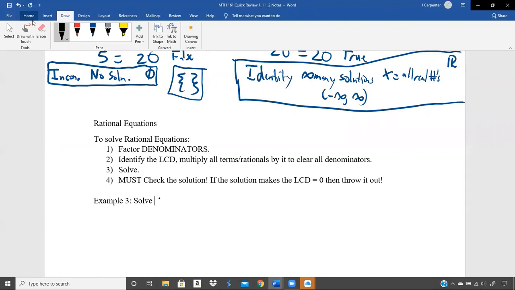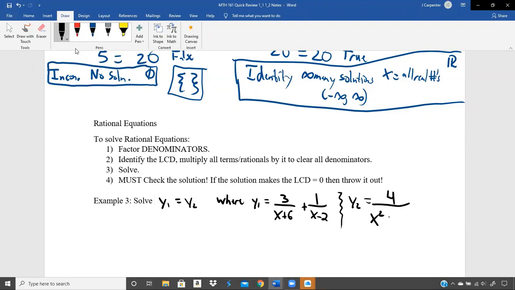Solve y1 equals y2, where y1 is equal to 3 over x plus 6 plus 1 over x minus 2, and then y2 is equal to 4 over x squared plus 4x minus 12.